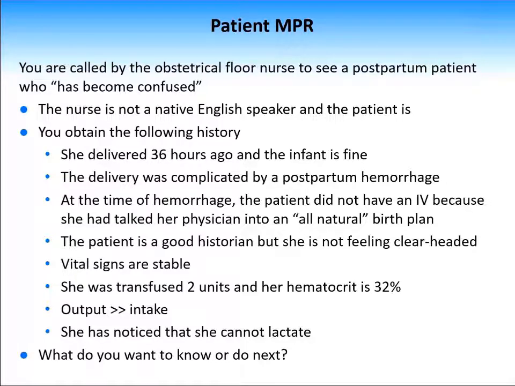Vital signs are stable. She was transfused 2 units, and her hematocrit is 32%. Note, the output is significantly greater than the intake, and she has noticed already after 36 hours that she cannot lactate, and she has had 2 children before and has nursed those children. What do you want to know or do next?